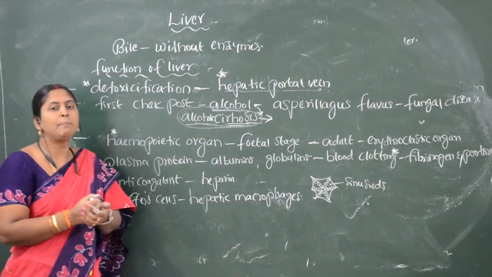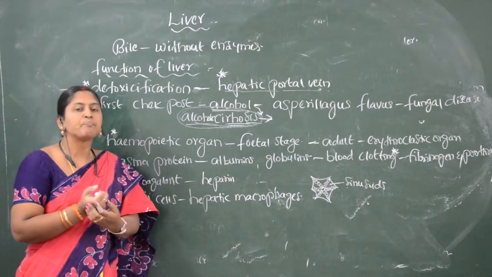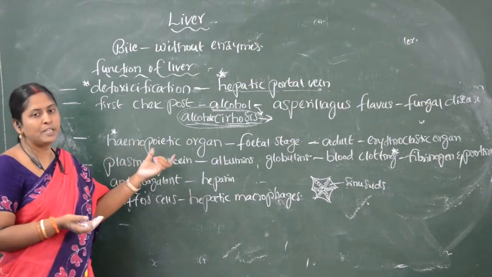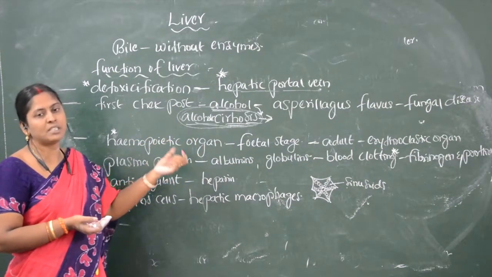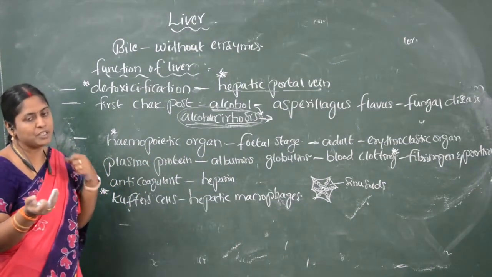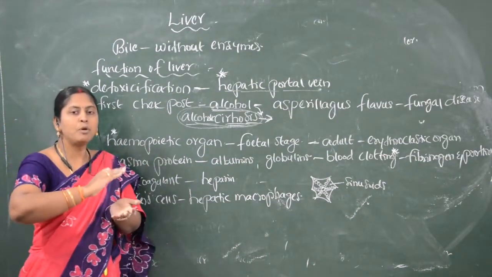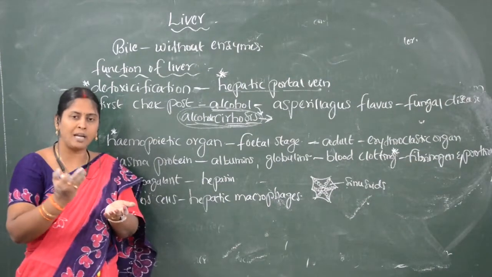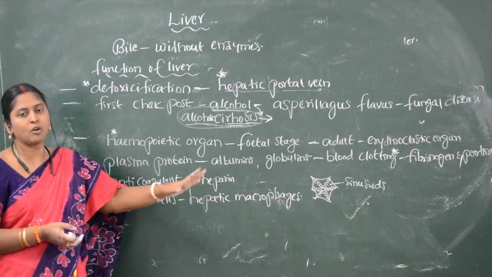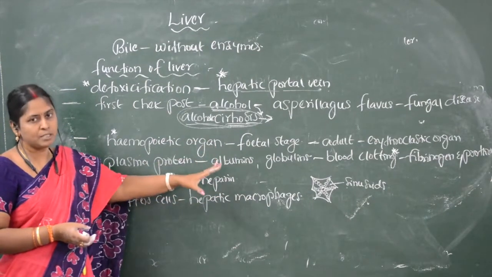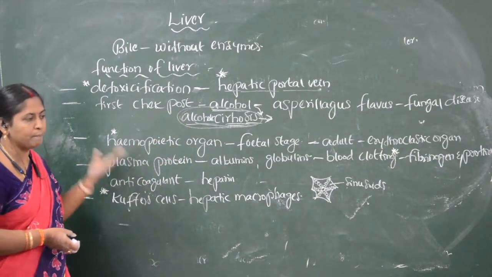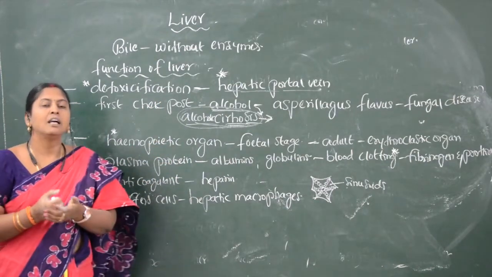Another one is lipid metabolism. The synthesis of cholesterol, lipid storage, or energy derived from lipid is also done by the liver. And deamination. Deamination is removing the amino group from an amino acid and converting this amino group into urea, which we call nitrogenous waste material, by the ornithine cycle. That is deamination.